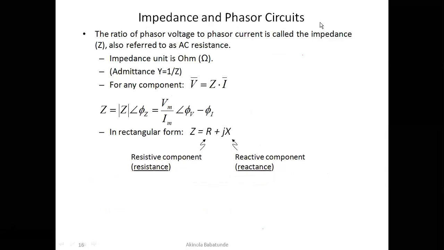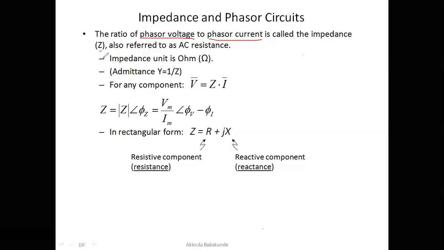So now let's talk about impedance and phasor circuits. The ratio of phasor voltage to phasor current is called the impedance. So phasor voltage to phasor current, note that down, is going to be given as our impedance. The impedance is represented as Z, and the unit is usually ohms. All right, as you can see here.